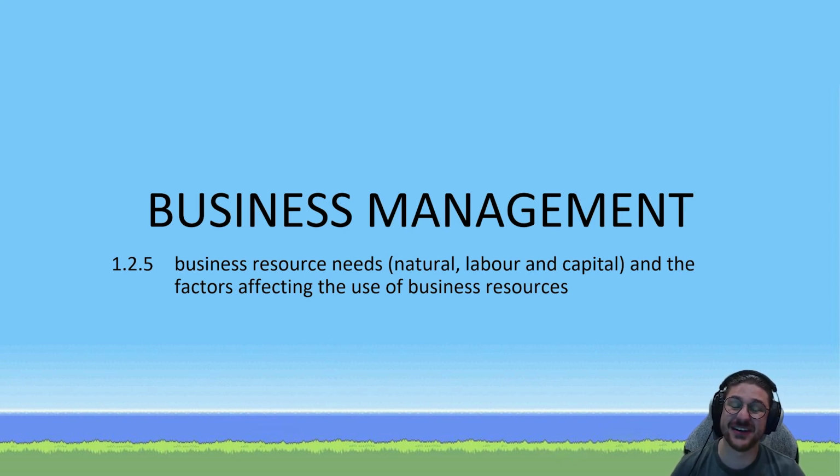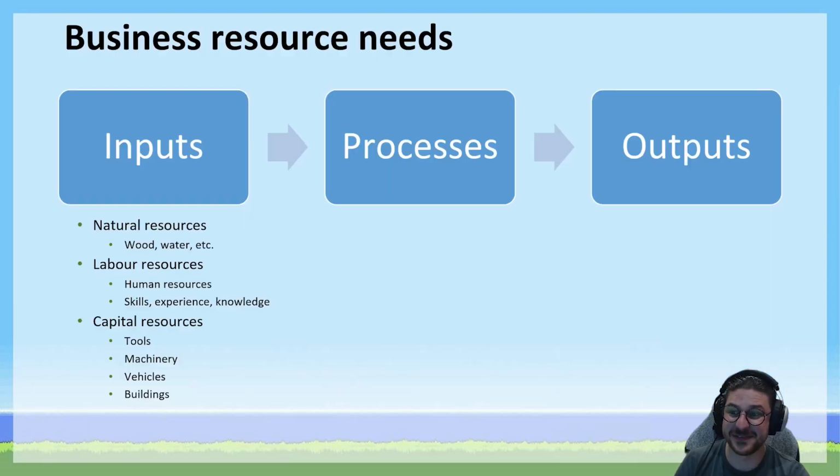In today's lesson, we're looking at key knowledge point 125. That is Unit 1, Area of Study 2, and the fifth key knowledge point for this area of study. Today specifically, we're looking at business resource needs, including natural, labour, and capital resources, and the factors that might affect how you choose which resources you're going to be using with your business.